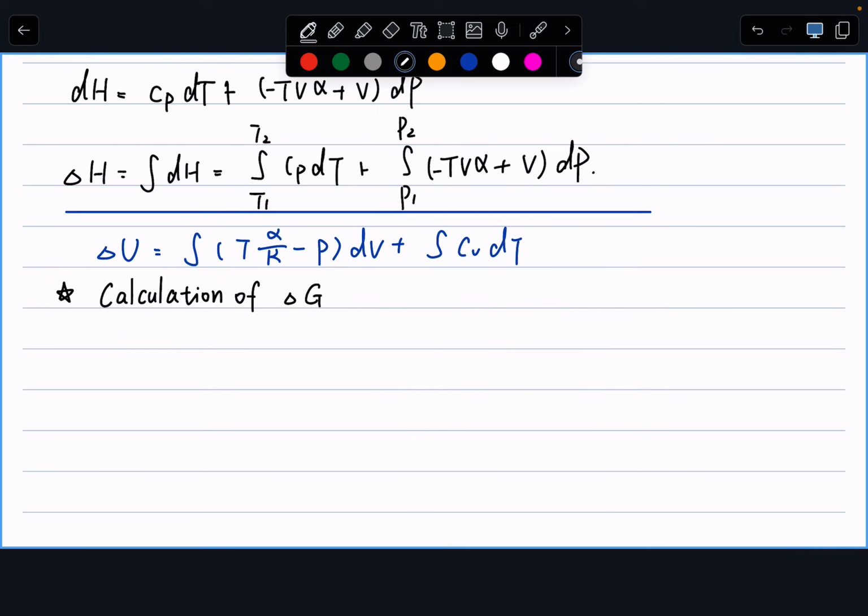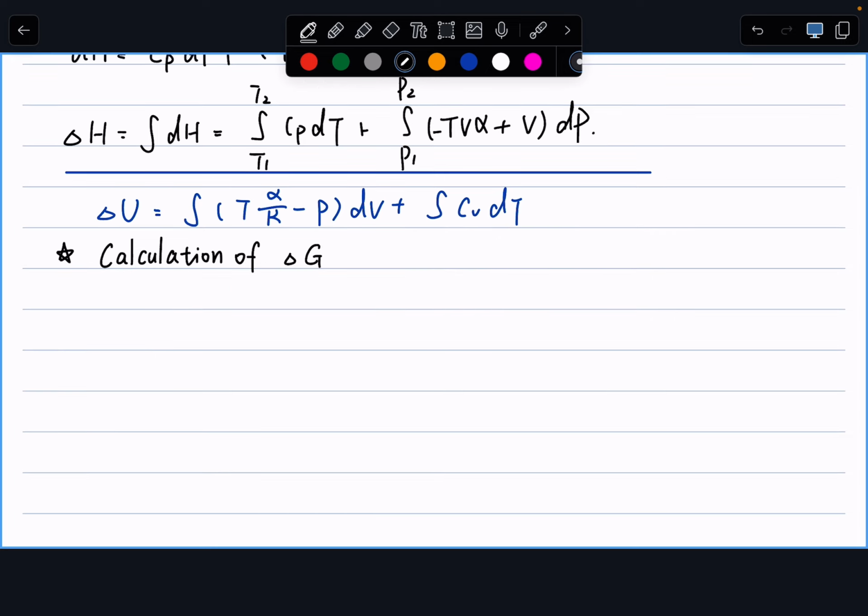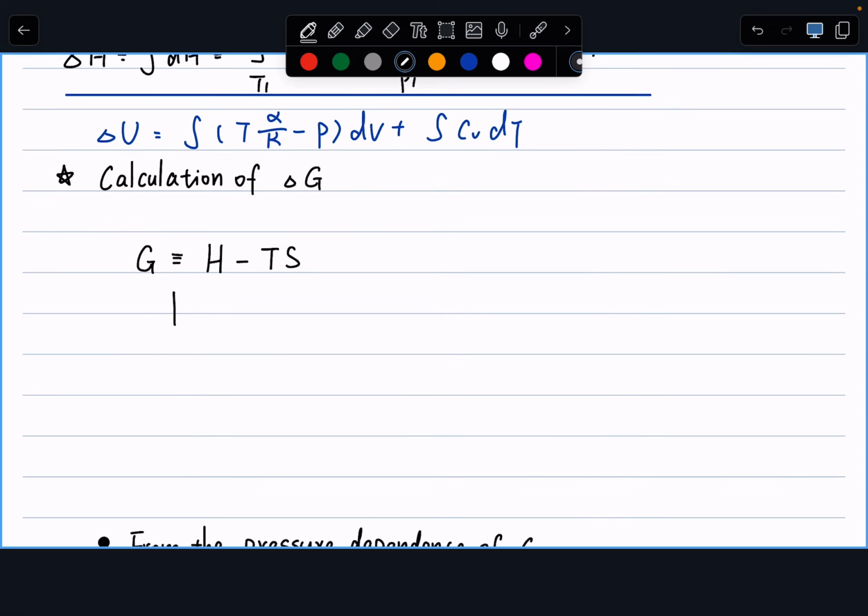I'm going to spend a little more time on delta G, the Gibbs free energy, because later on we'll use delta G as our handle to make a connection between material equilibrium and these thermodynamic equations. So for delta G, starting from its definition, G equals H minus TS. If we're thinking about isothermal processes, then my delta G just equals delta H minus T delta S, which is something we discussed before.